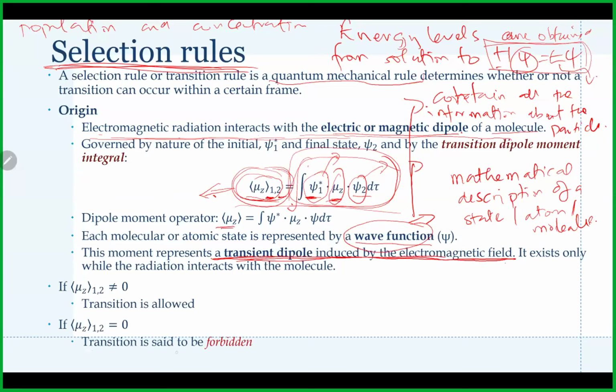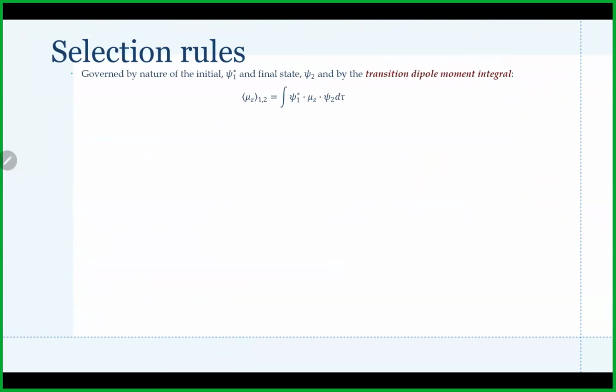Now, if this is not equal to 0, then the transition is allowed. If this is equal to 0, our transition dipole moment integral, if it's equal to 0, then we say the transition is forbidden.